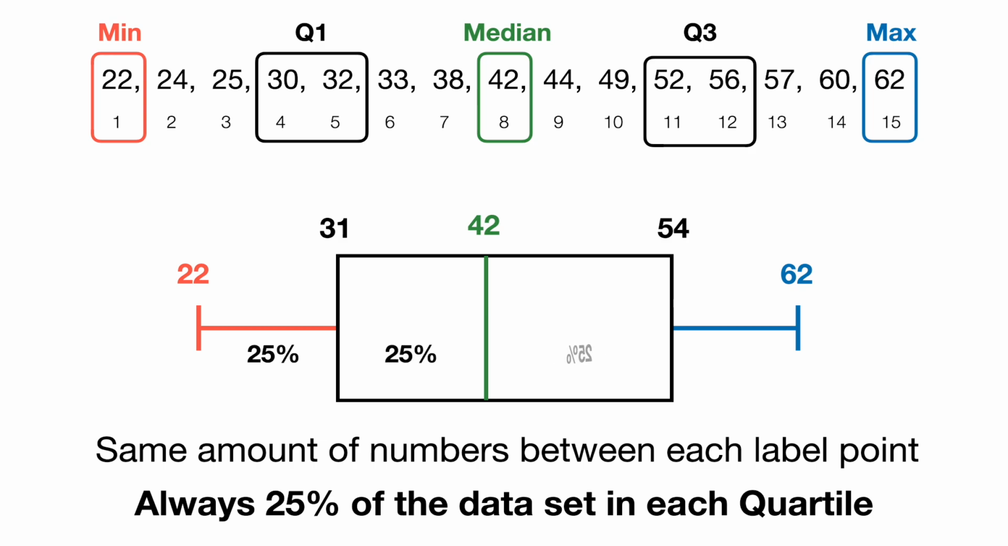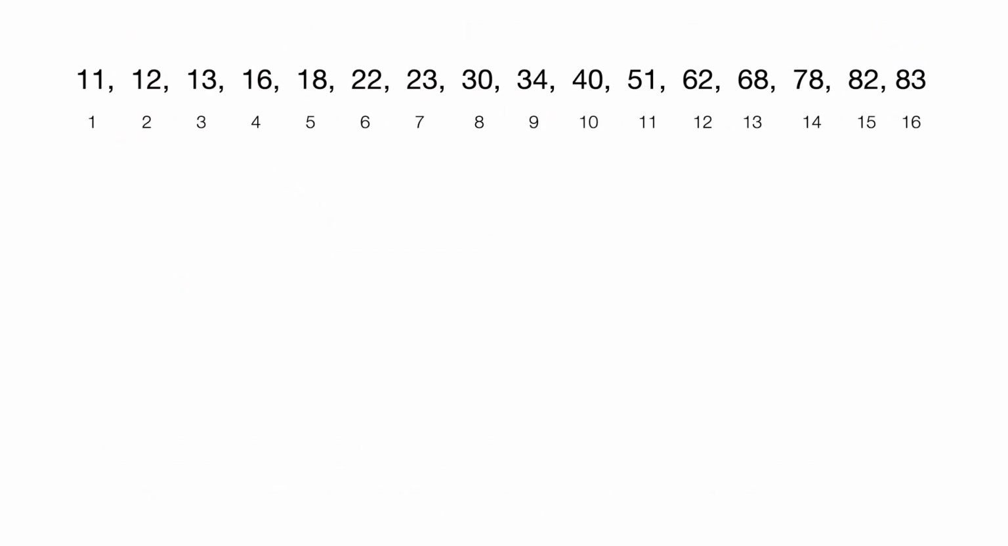Between 42 and 54, there's going to be 25%. And between 54 and 62, there's going to be 25% of the data. So no matter how weird looking the box plot is, just know there's always going to be 25% in between each of these number ranges. Let's do another example with another data set, and this is going to be a 16-number data set.